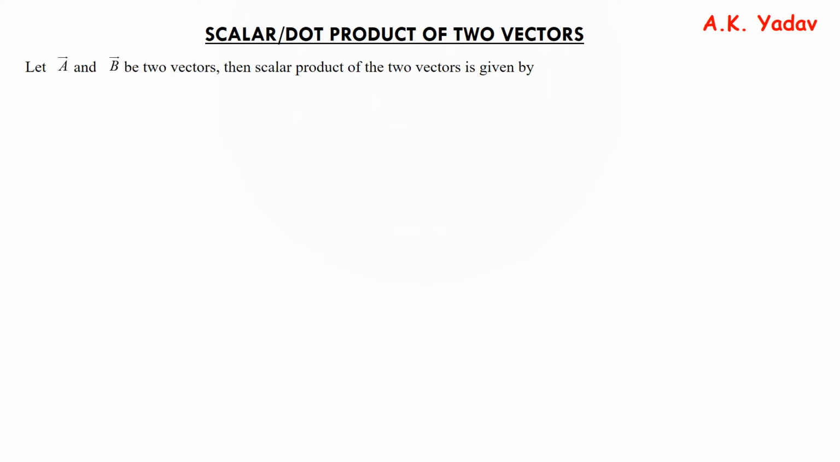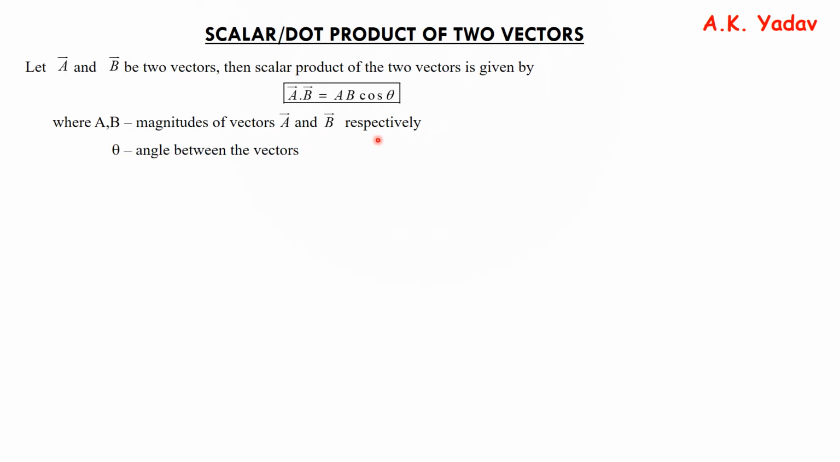Let vector A and vector B be two vectors. Then the scalar product of these two vectors, A dot B, is equal to AB cos theta, where A and B are the magnitudes of the vectors A and B respectively, and theta is the angle between the vectors. Let us understand the geometrical representation of dot product.